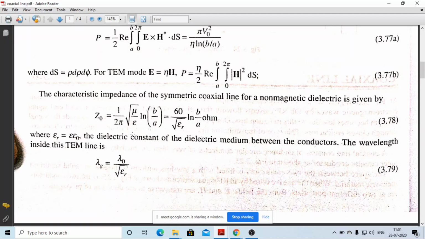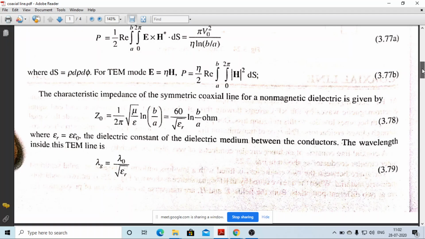And second, it supports the TEM wave. So the wavelength inside this TEM line is lambda g equal to lambda naught divided by root epsilon r, and lambda naught can be calculated from the speed of light, sometimes called c naught or c. So when you divide lambda naught by root epsilon r, you can find lambda g, which is the guided wavelength, the wavelength inside the TEM line.